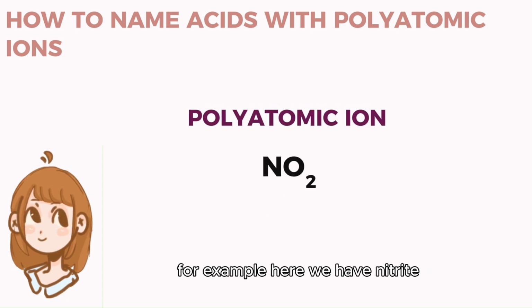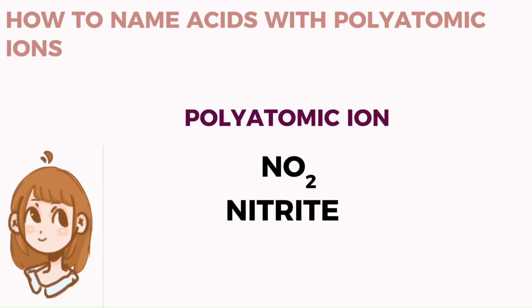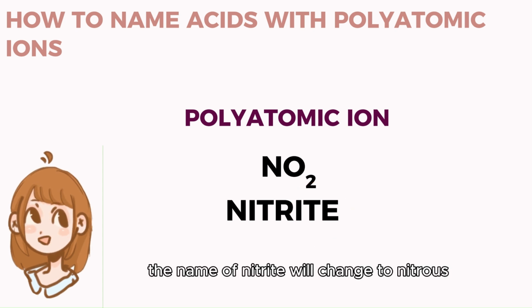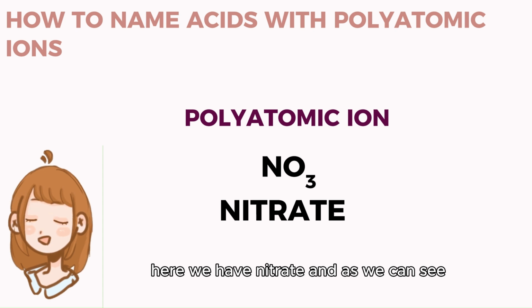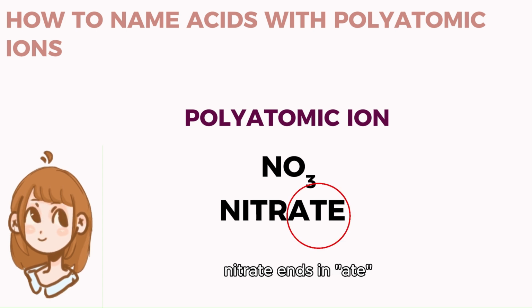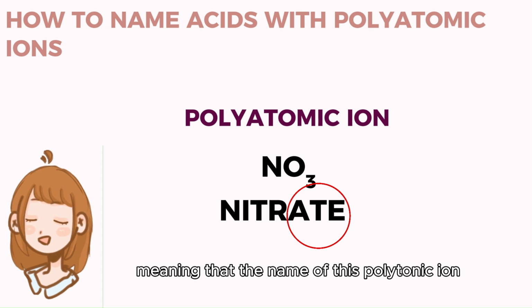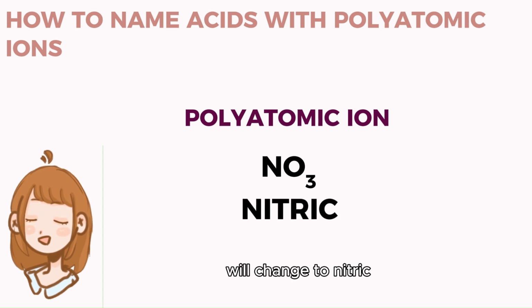For example, here we have nitrite. And because it ends in -ite, the name of nitrite will change to nitrous. Here we have nitrate. And as we can see, nitrate ends in -ate, meaning that the name of this polyatomic ion will change to nitric.